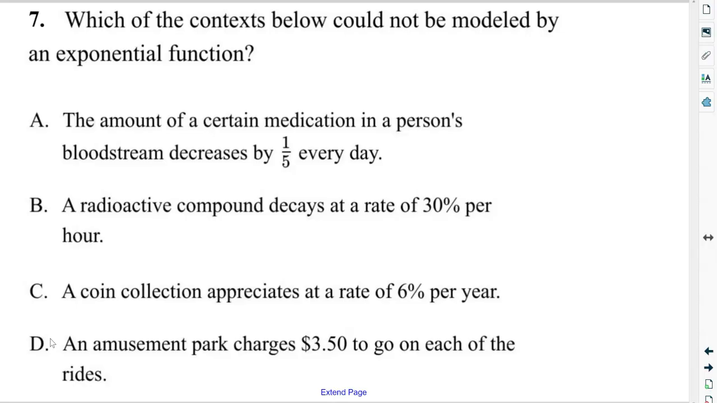Which of the contexts below could not be modeled by an exponential function? So it cannot be modeled by an exponential function. So they look for things that are not exponential, which means they look for things that are not multiplied or divided even. Okay, so that's what we'll take a look at here. So let's look at A. The amount of a certain medicine in a person's bloodstream decreases by 1/5 every day.